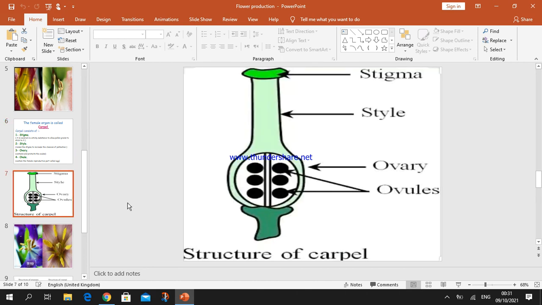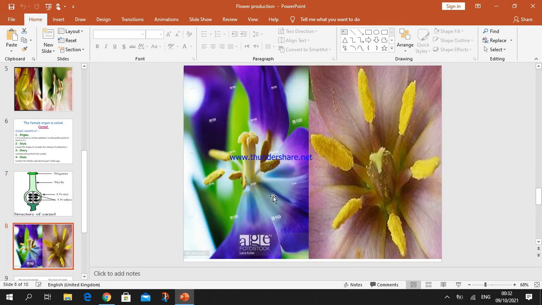Again, this is a stigma. Stigma contains sticky substances to allow the pollen grain to stick on it. Style raises the stigma, raises the carpel to increase the chance of pollination. Ovary protects ovules, and ovules contain the female reproductive cell which is known as egg. This is a real image for a carpel that is surrounded by stem.